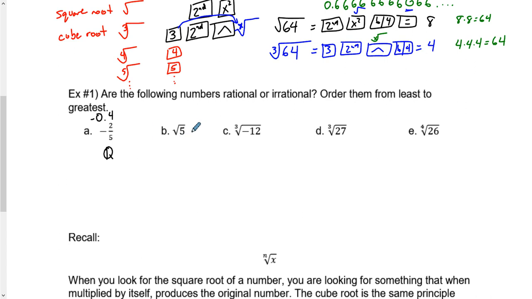If we want to find out the square root of 5, well, we're going to have to use our calculator. Square root of 5 is going to be 2.236067977. None of these decimals look like they repeat. It's just going to continue on, which means that this would be an irrational number.